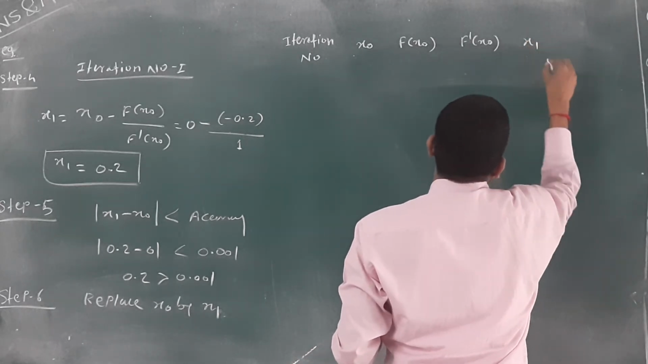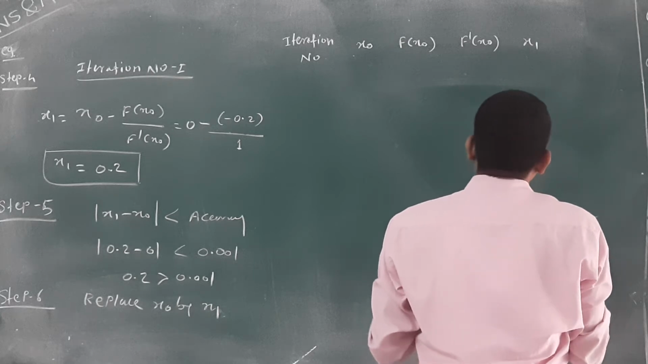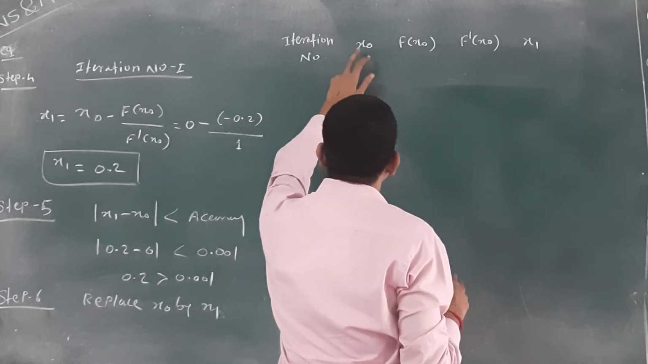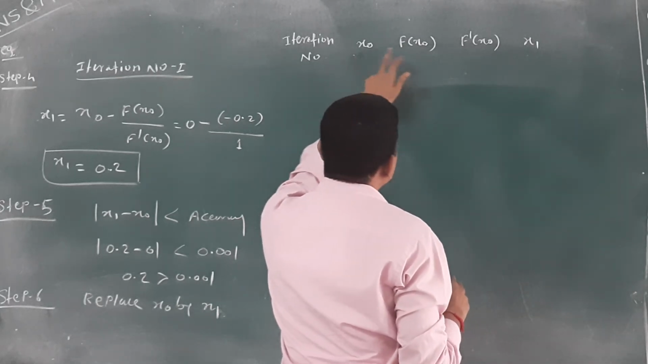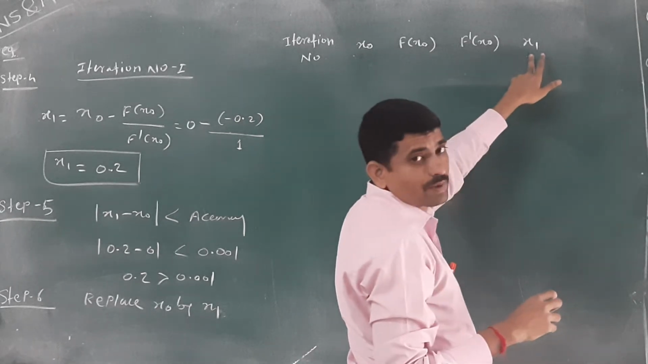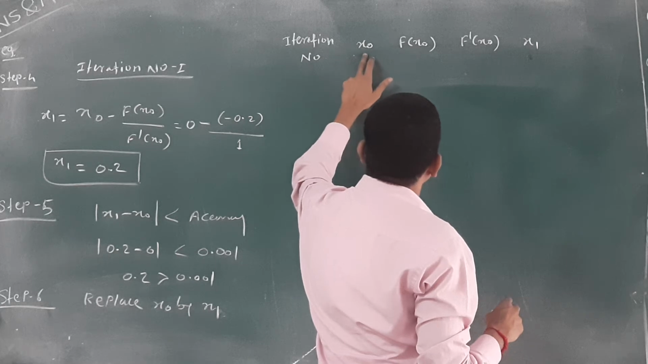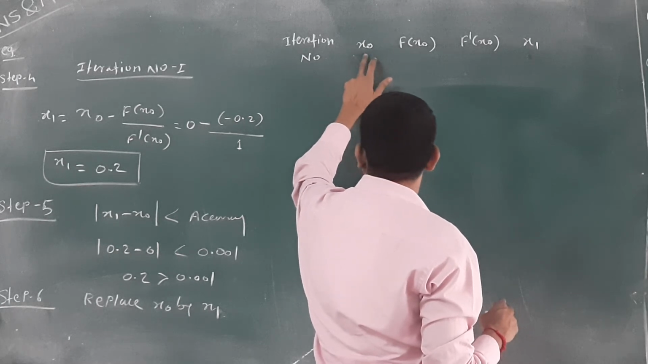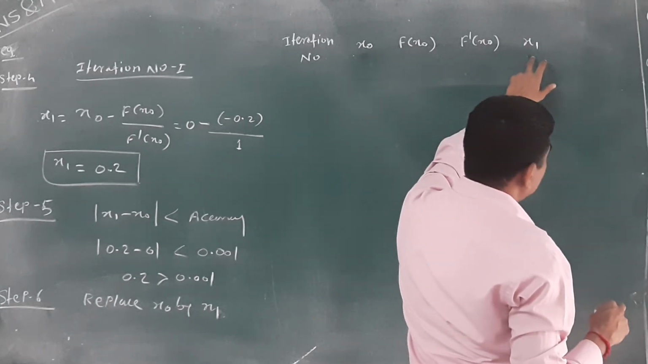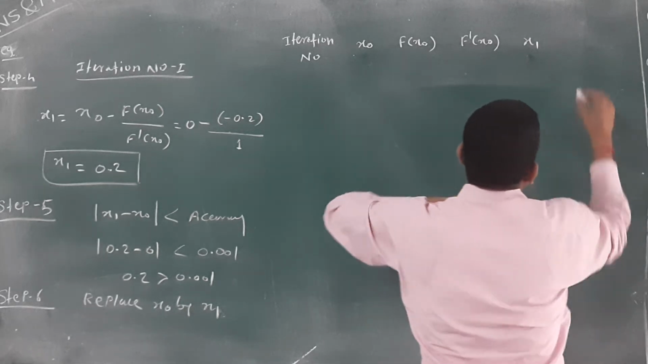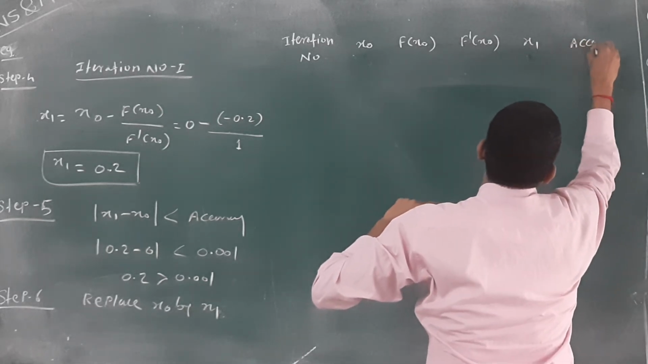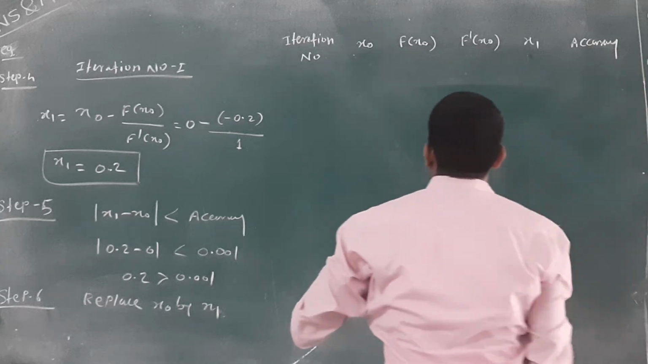After that x1. If you have considered the initial assumption value as x1, then here you will get x2. Remember that you can change that variable. All of you getting this? Then finally we will get the accuracy.